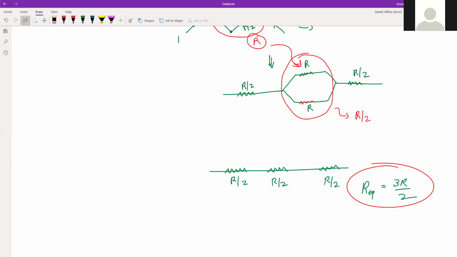Now, the one which you have seen here, you have got R by 2, right? So each part has resistance R dash, then the equivalent resistance, as we have already seen, is R dash by 2. So this is how we are going to solve such circuits.